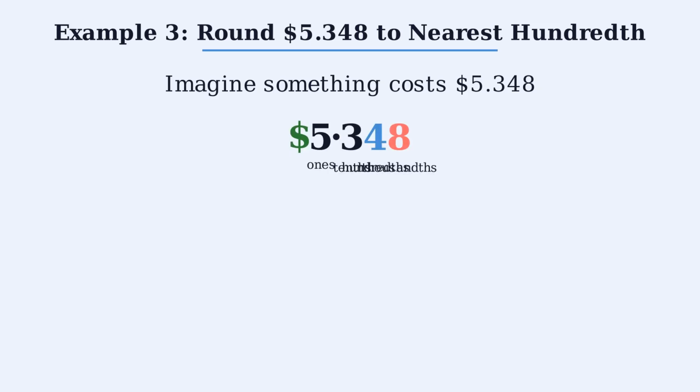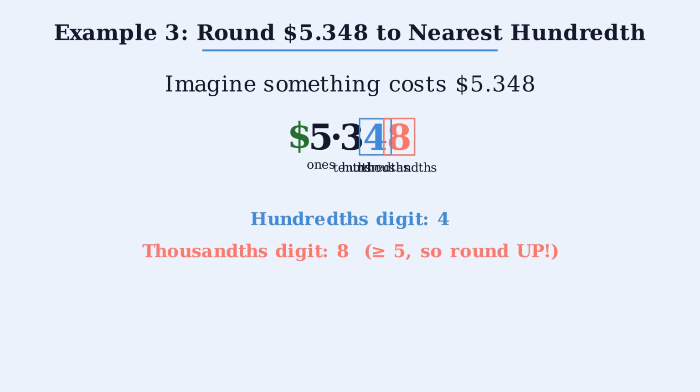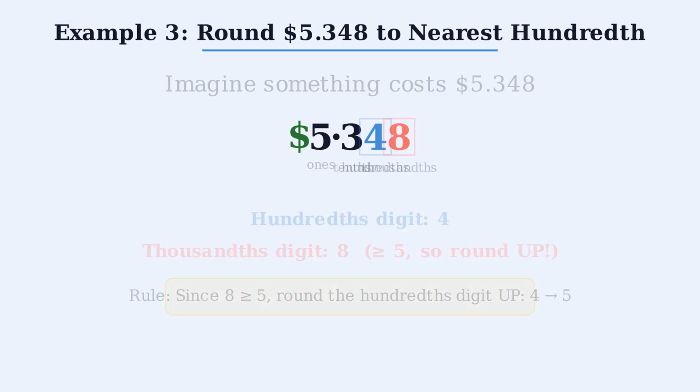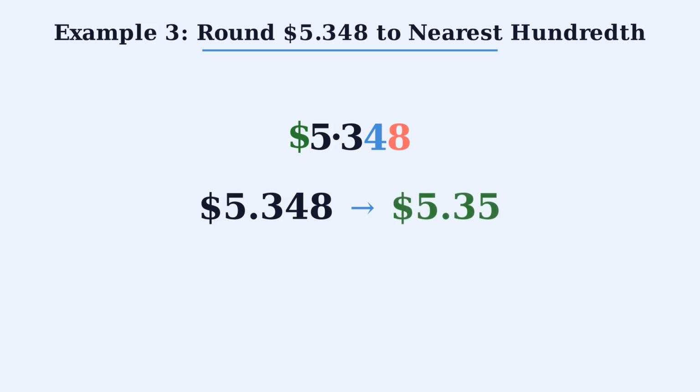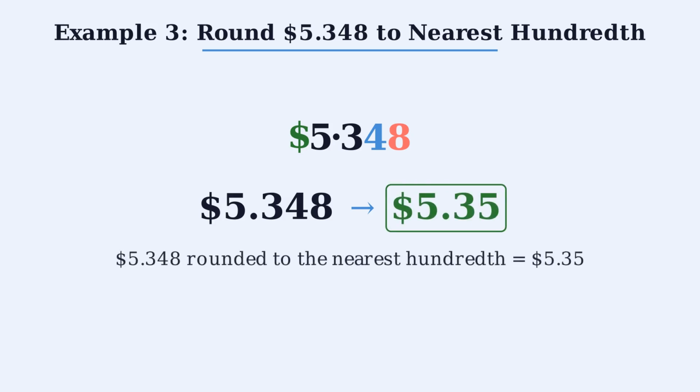Imagine something costs 5.348. That's unusual, but let's round it to the nearest cent, which is the nearest hundredth. The hundredths digit is 4. We check the thousandths digit. It's 8. Since 8 is 5 or more, we round up. The 4 in the hundredths place becomes 5. So 5.348 rounded to the nearest hundredth is 5.35. That's how stores round prices to the nearest cent.